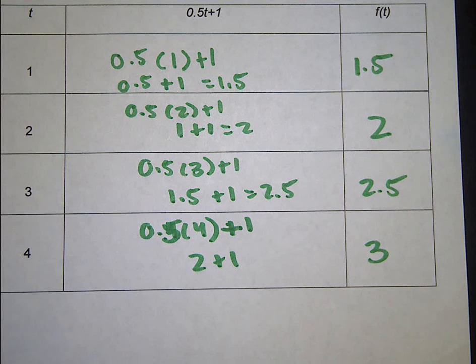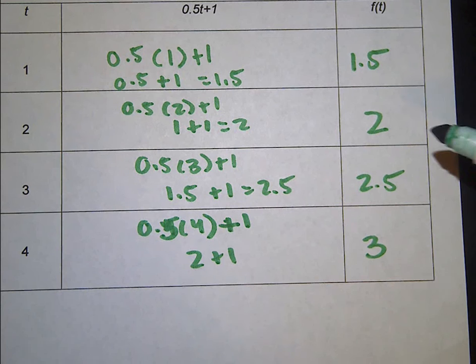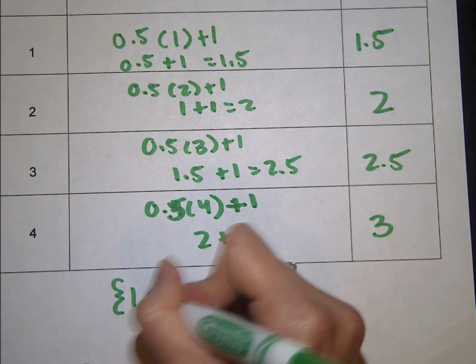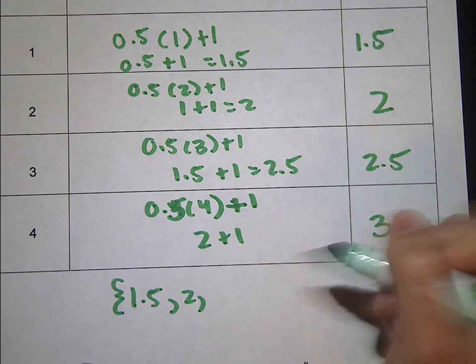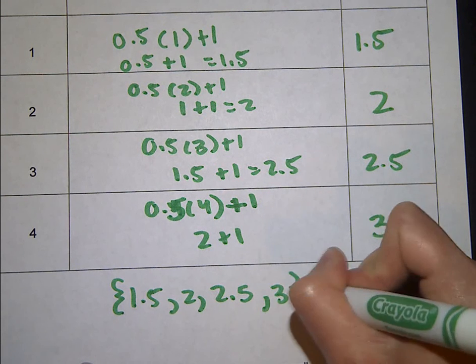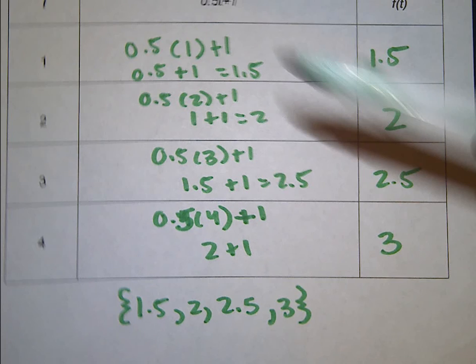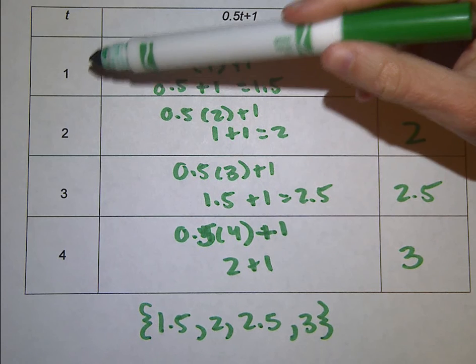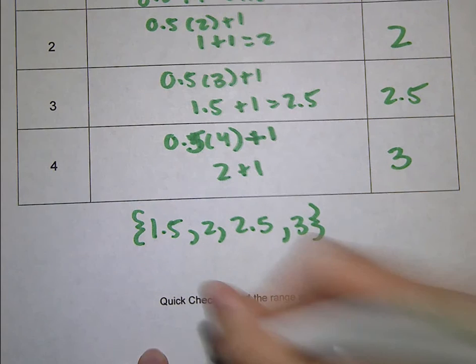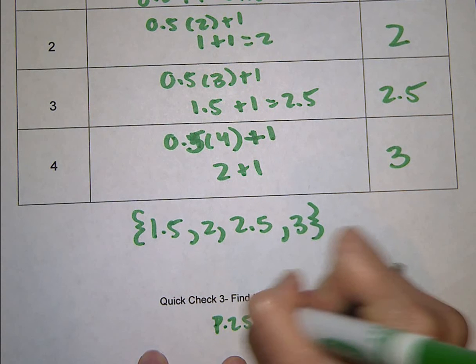And so when it says, what is the range, we would want to write this. Again, you're going to put this in braces, and you would put 1.5, you would put 2, you'd put 2.5, and you would put 3. So that's the range, or our output, for the input or domain values of 1, 2, 3, and 4. Okay, so quick check 3, which is on page 259. Hit pause and then come back to check it.